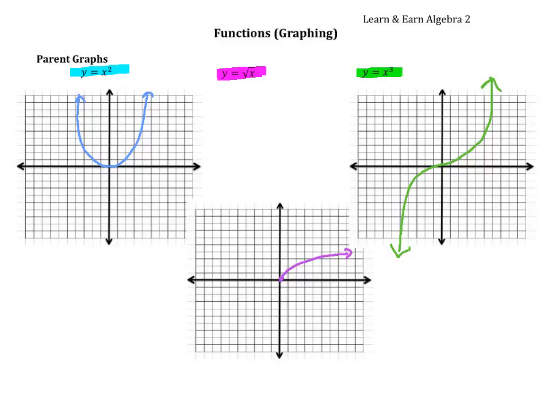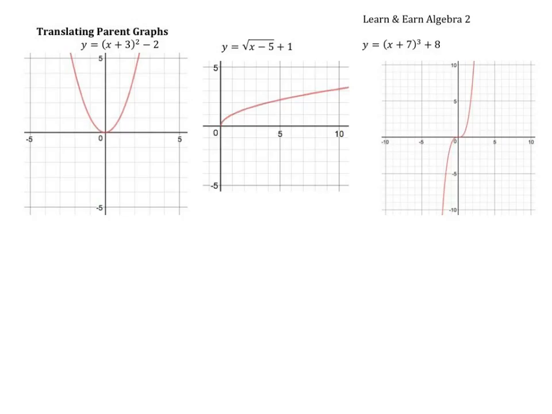Now, the next thing that we're going to do is look at these parent graphs when we talk about translating them. Let's take a look at this first parent graph. We have y equals (x plus 3) quantity squared minus 2. This tells me that the parent graph is going to be y equals x squared, and that's what I have graphed here in red. Now let's take a look at the 3 and the 2.